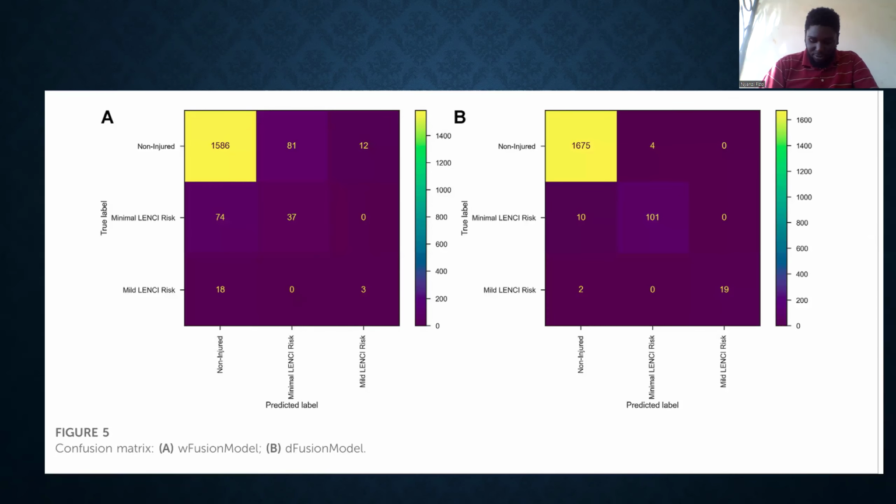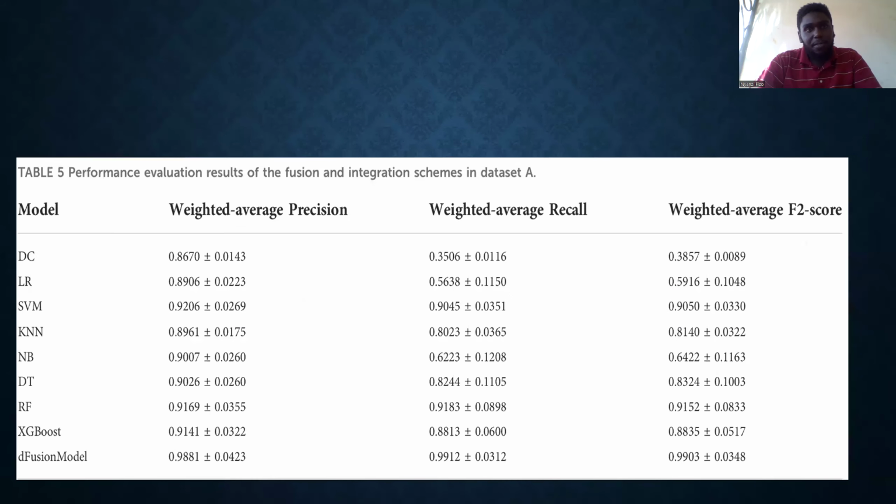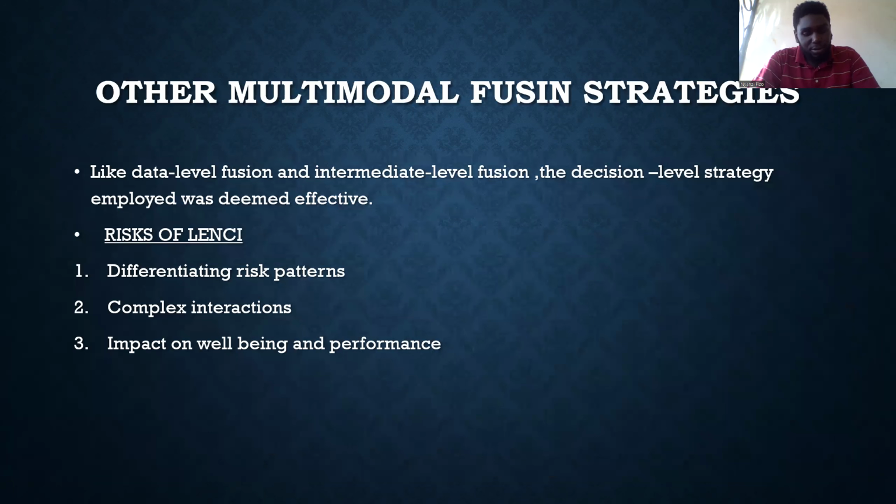And then this is our confusion matrix for the W fusion model and the D fusion model, as I've been explaining. And then we have Table 5 showing the performance evaluation results of the fusion and the integration schemes in dataset A. So after the fusion, I've been talking about now the results that we get from the different models, as you can see, XGBoost, D fusion model, and other multimodal fusion strategies that I've been talking about.